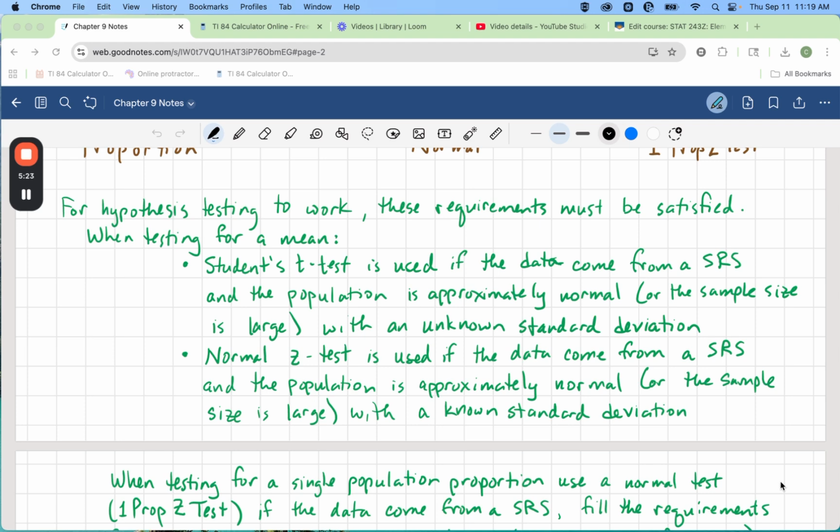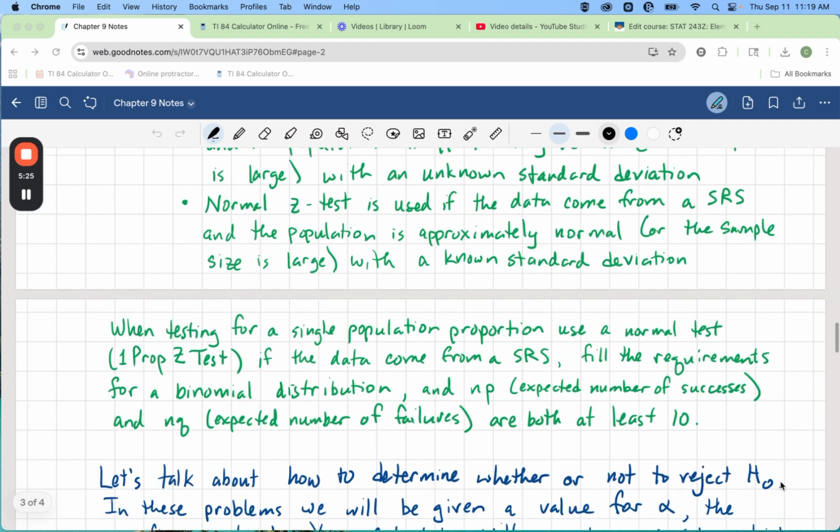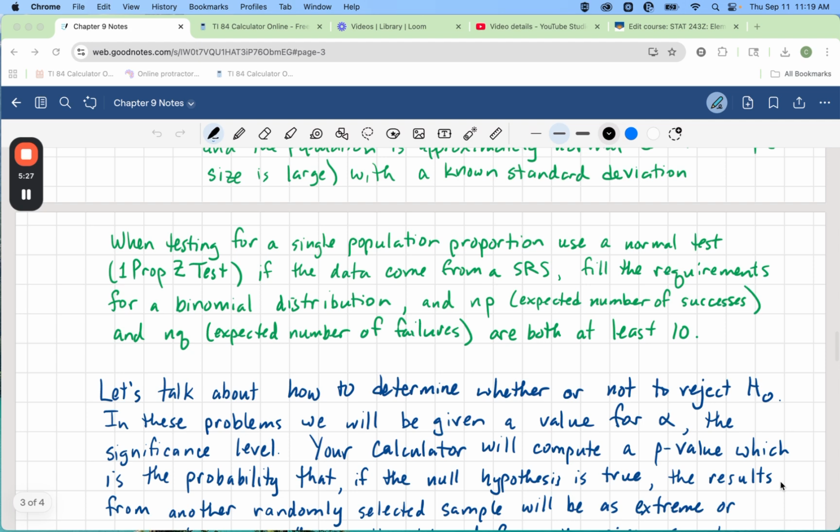When testing for a single population proportion, use a normal test, the one-prop z-test, if the data come from a simple random sample and fulfill the requirements for a binomial distribution. That means you either succeed or you fail. There's no gray area. And then np, the expected number of successes, and nq, the expected number of failures, are both at least 10. Then the one-prop z-test will work.